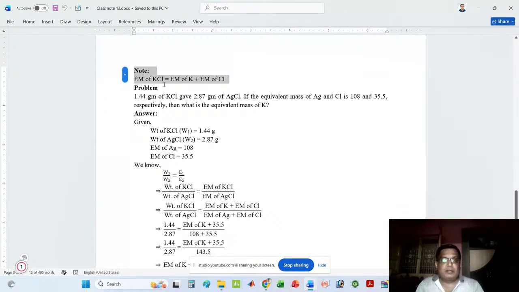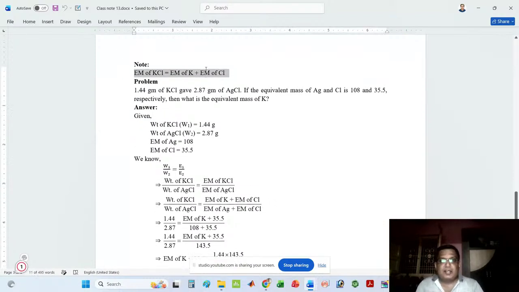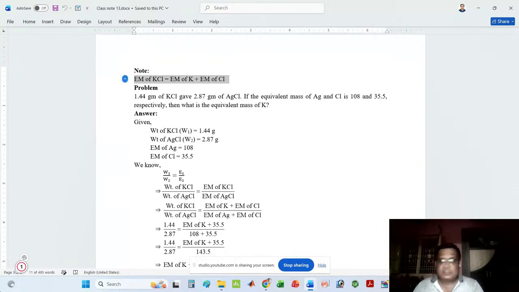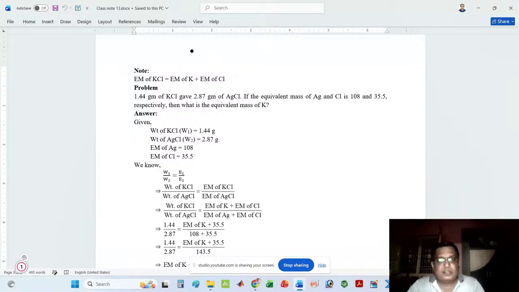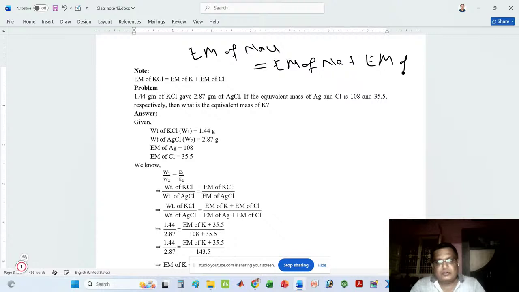The equivalent mass of KCl is equal to equivalent mass of potassium plus equivalent mass of chlorine. Similarly, I will give another example. Suppose you want the equivalent mass of sodium chloride. Then, as per this concept, I can write equivalent mass of sodium plus equivalent mass of chlorine.